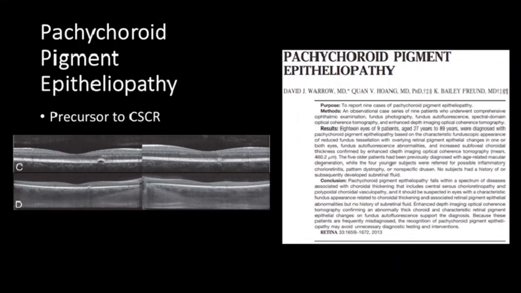Another entity is pachychoroid pigment epitheliopathy, first described by Bailey Freund and his group. What that is, after you have CSC and the fluid resolves, you often get pigment changes that in an older patient can look like age-related macular degeneration. If, however, you've got a thick choroid and we think it's old CSC, we call it pachychoroid, root word Latin, pachy, like an elephant, or large, pigment epitheliopathy, and that's a precursor to CSC.